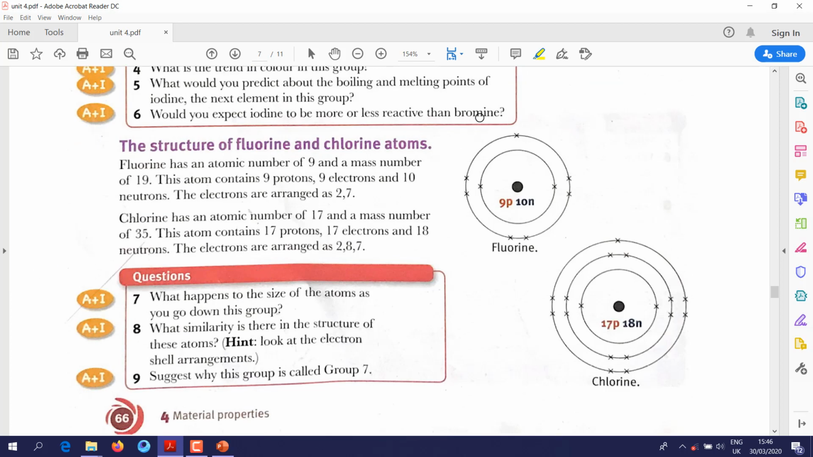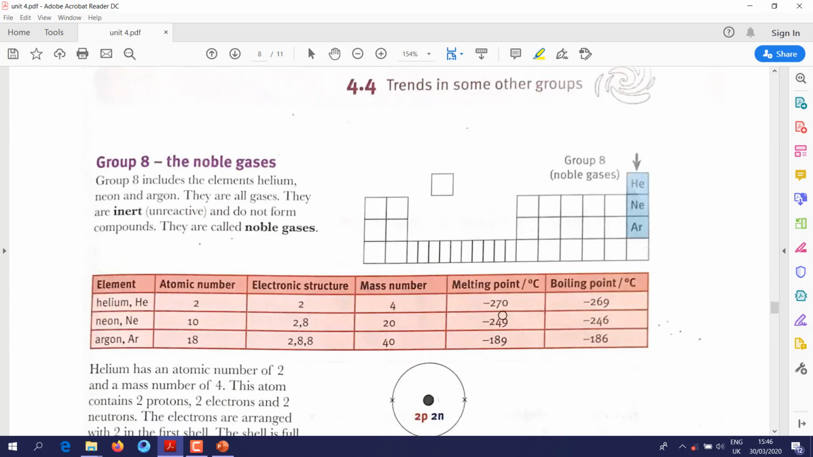Here the electronic structure, again: the first shell can always hold up to 2, which means a maximum of 2 electrons here. Then 1, 2, 3, 4, 5, 6, 7. 7 electrons in the outer shell. For this one also, if we count the electrons in the outer shell, we see 1, 2, 3, 4, 5, 6, 7. That's why these belong to group number 7.